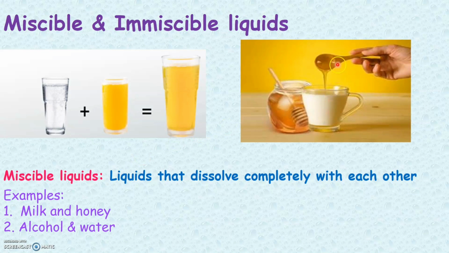We all know that when honey is added to milk, it gets mixed with milk very easily. Honey is a thick liquid, so as it is added to a glass of milk, it has to be stirred well so that it dissolves completely in milk. So here we have seen that honey and milk are liquids that dissolve completely with each other. Therefore, they are also miscible liquids. Same like that, alcohol and water also dissolve completely with each other. Therefore, we call them miscible liquids.